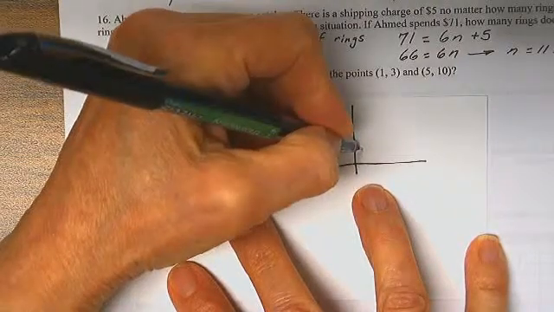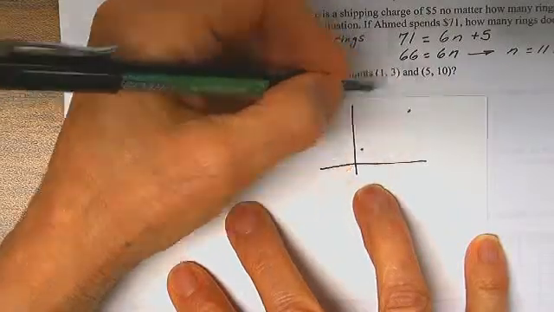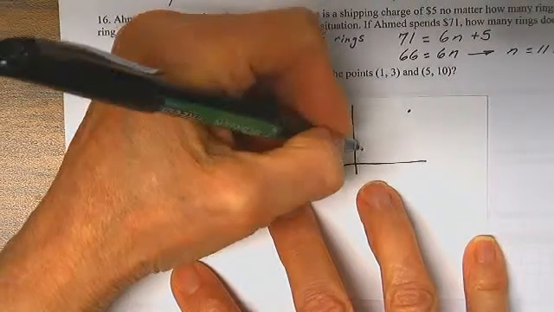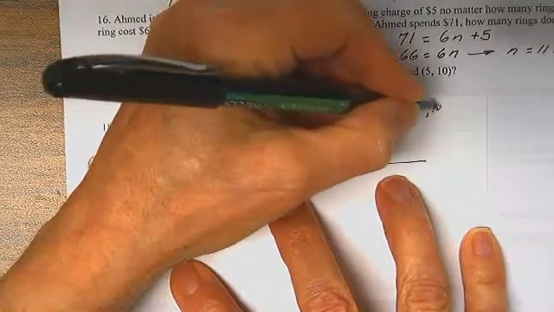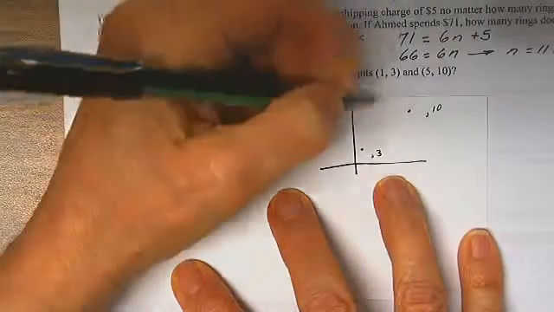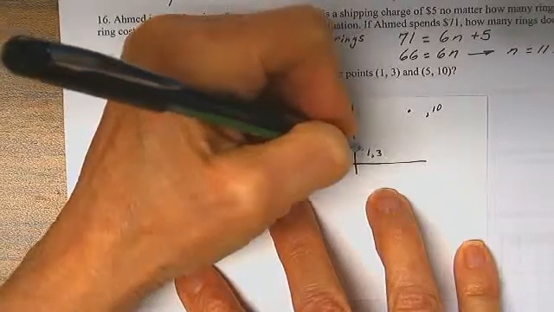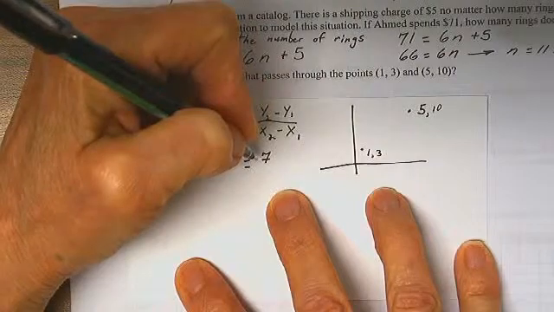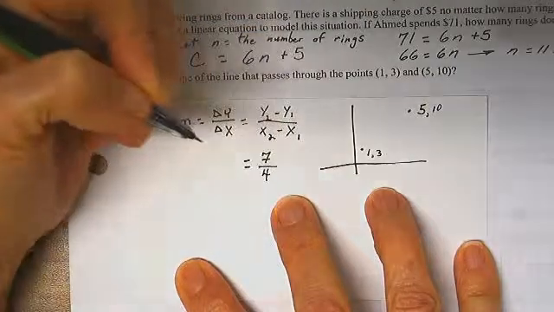(1, 3) would be here. (5, 10) would be here. What is my change in y? From 3 to 10, which is 7, and from 1 to 5, which is 4.